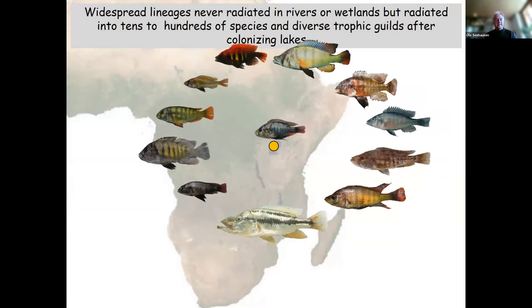And this generalist ancestor that you find in the rivers around many parts of Africa has diversified in each lake into distinct ecomorphs that do very different things in the ecosystem. Like at the bottom here, it's a big predator that feeds on other cichlids. And up here, for instance, is a small planktivore that lives in the open water like sardines and in big shoals feeding on plankton.